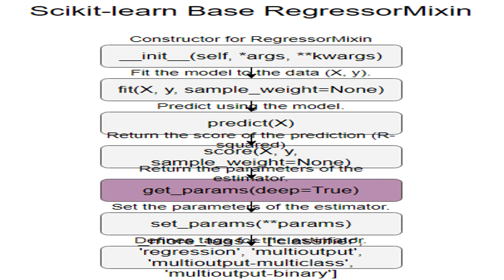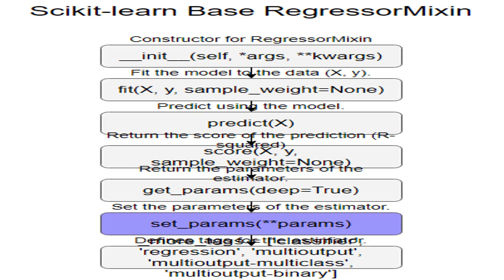Get params deep true. This method retrieves all the parameters of the estimator, including those that are not directly accessible through the object's attributes. Parameter retrieval. Set params. Data flow. The retrieved parameters can be used for inspection or to configure the model.